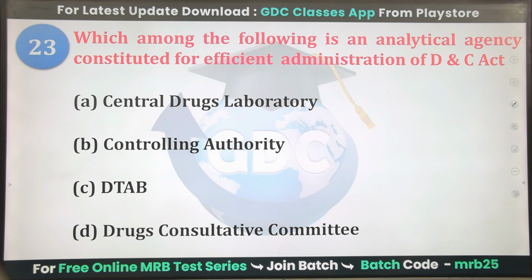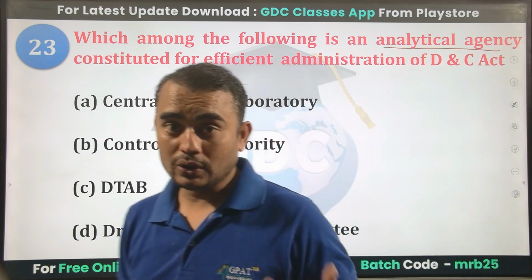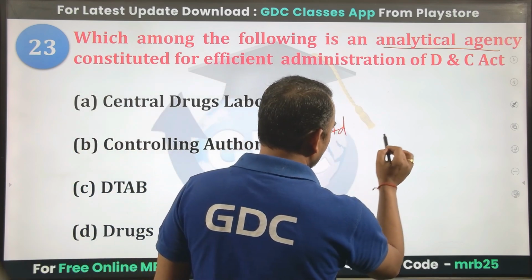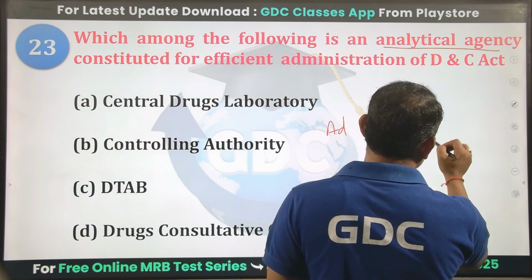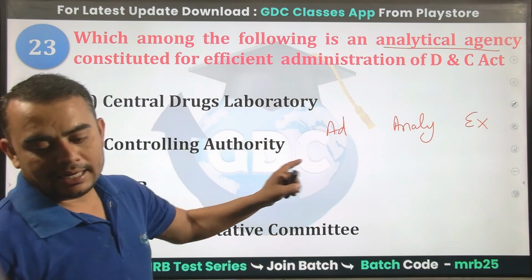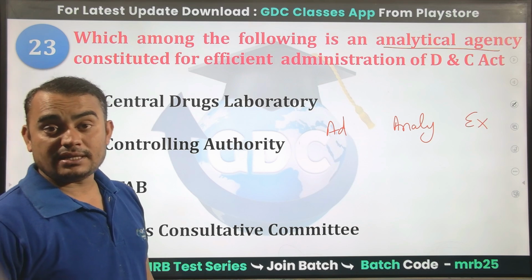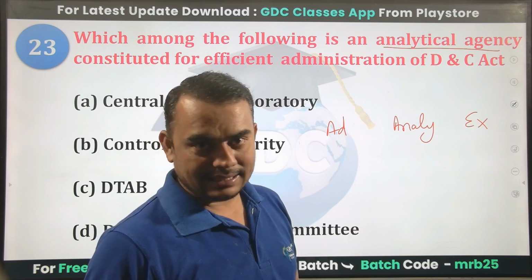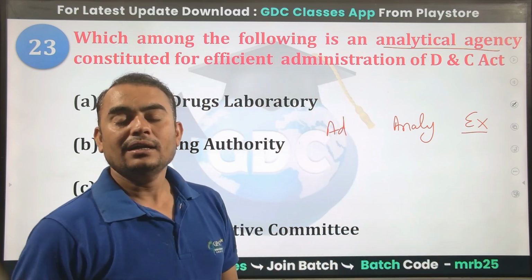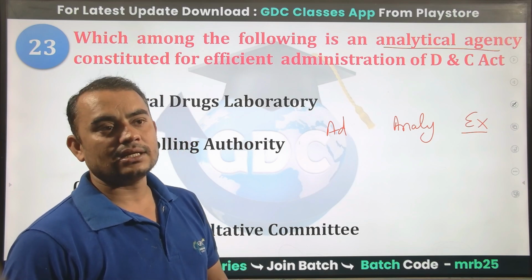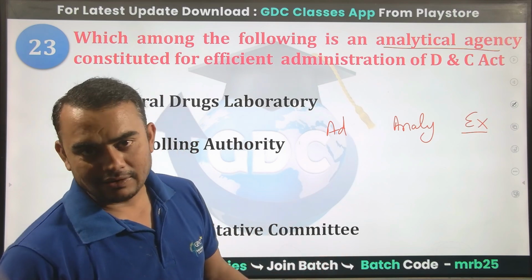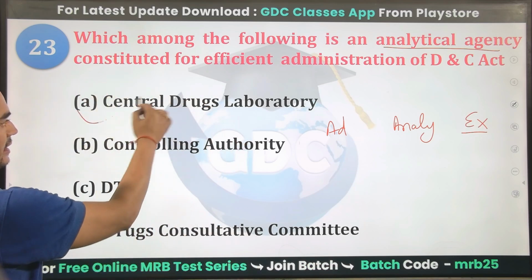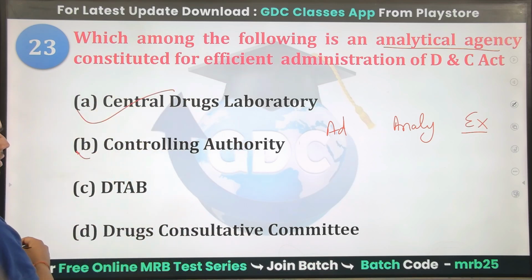Which among the following is an analytical agency constituted for efficient administration of the D&C Act? Analytical agency. As we have already told, there are three types of bodies: advisory body, analytical body, and executive body. Under the advisory body, we have the Technical Advisory Board and Drug Consultative Committee. Under the analytical body, we have the state laboratory, central laboratory, drug analyst. Under the executive body, we have the drug inspector, customs collector, licensing authority, as well as regulatory agencies. So the Central Drug Laboratory is analytical; the controlling authority is not analytical.